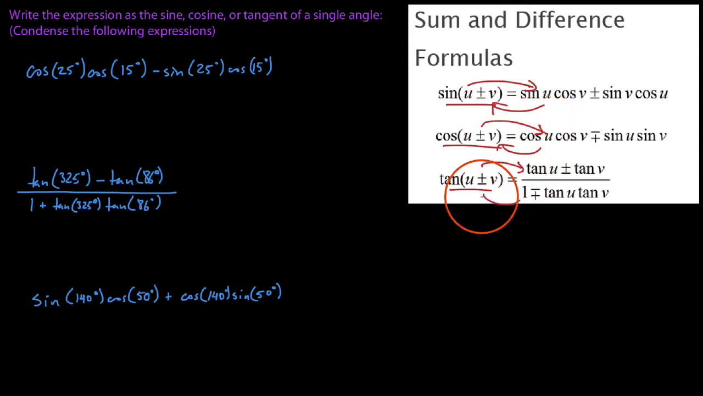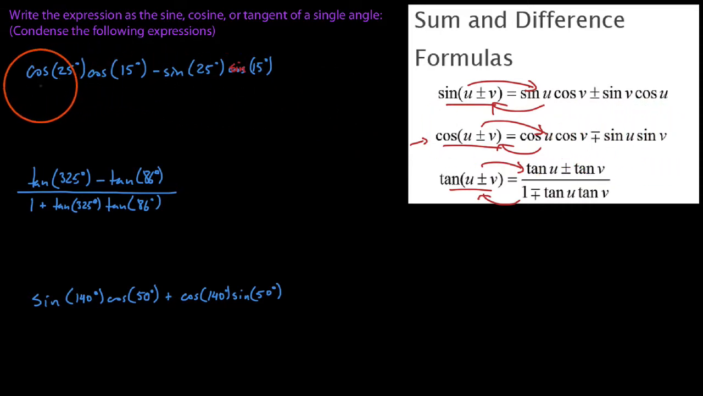We'll refer to these sum and difference formulas on the right, but we say let's write the expression as the sine, cosine, or tangent of a single angle. This first expression we have is cosine 25, cosine 15, sine 25, sine 15, or this is supposed to be a sine, pardon me, sine 15. I want you to recognize that of all three of these sum and difference formulas, this is applying to the cosine sum and difference formula. So when I look over here, we say cosine u, cosine v minus plus sine u, sine v.